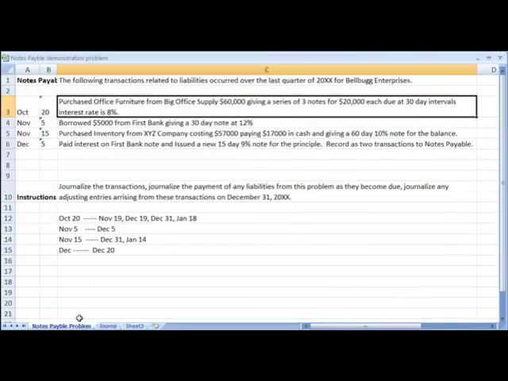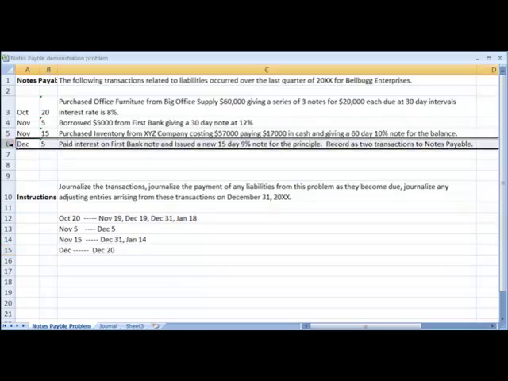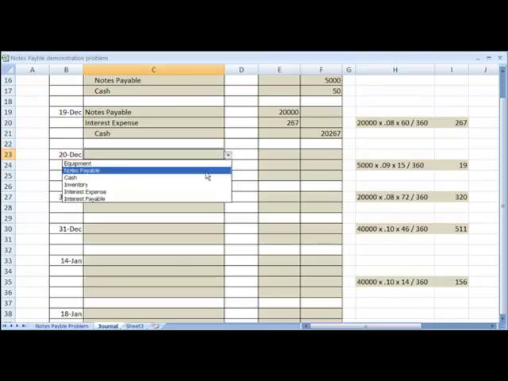Now the next date, if we look back here at our list that pops up, is this December 20th date, which is when this particular note right here that we reissued the $5,000 to the bank that we borrowed at a new interest rate becomes due. 15 days after it was issued, it becomes due. So January 20th, we're going to get rid of that note payable.